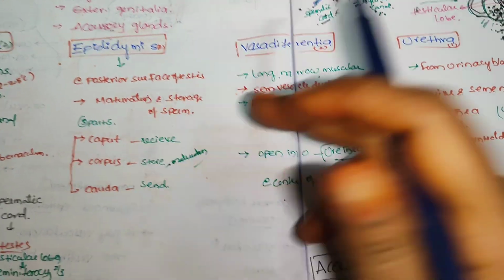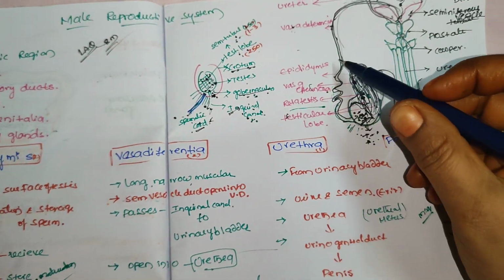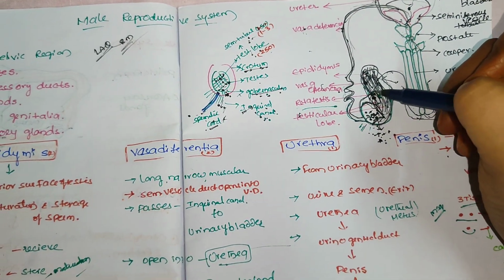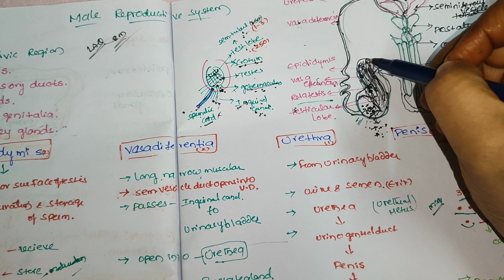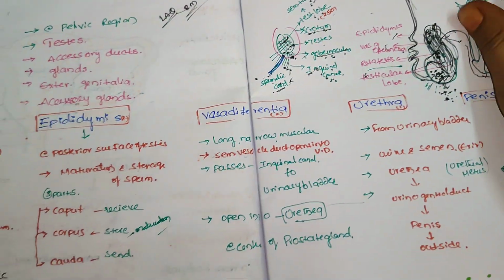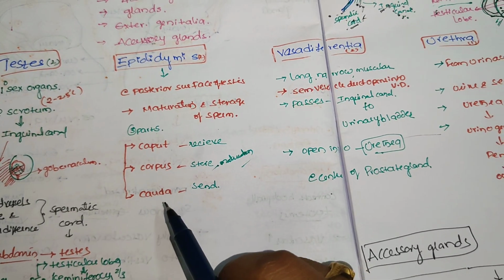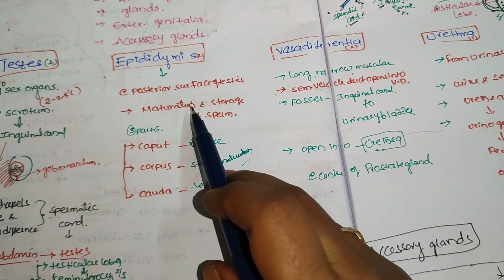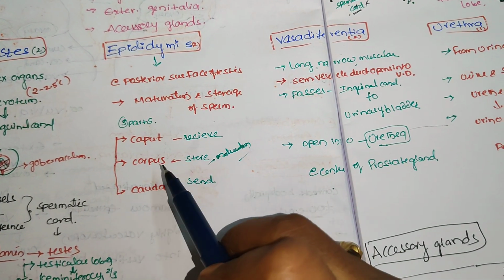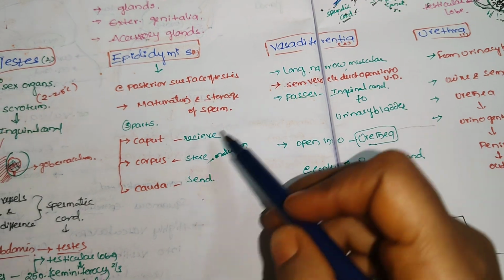Then coming to the epididymis, which lies along the posterior part of the testis. What is the function of the epididymis? It is responsible for the maturation and storage of sperms. It has 3 parts: caput epididymis, corpus epididymis and cauda epididymis. The major functions are maturation and storage. Caput is the starting part that receives the sperms, corpus is for storage and maturation of sperms, and cauda sends the sperms to the next part.